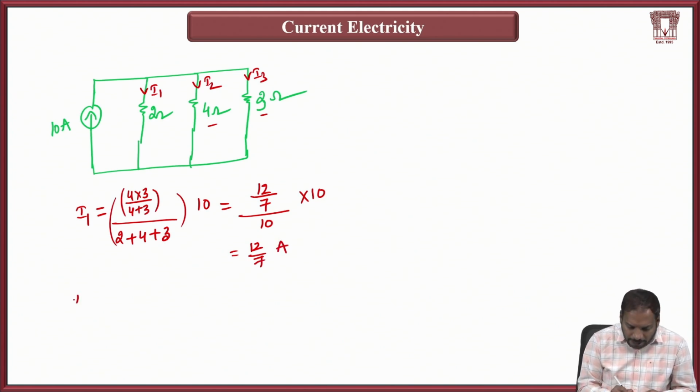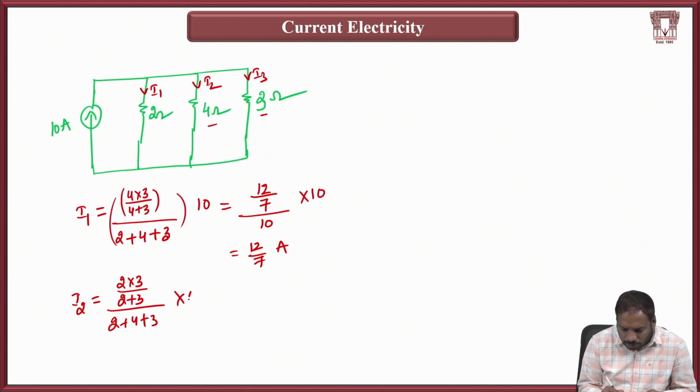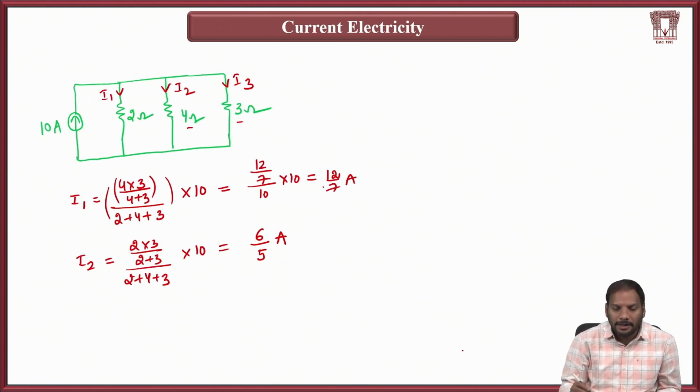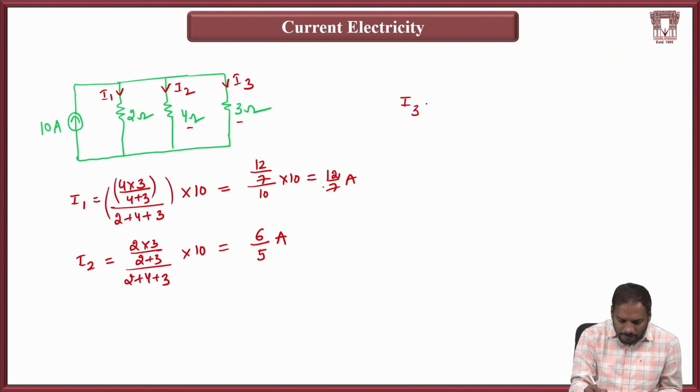Similarly, you can calculate the value of I2. I2 is exactly equal to the opposite parallel combination, that means 2 into 3 divided by 2 plus 3, divided by 2 plus 4 plus 3, into 10. The total current is 10. So 6 by 5 amperes.